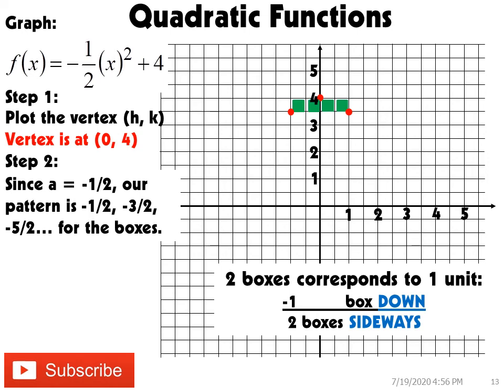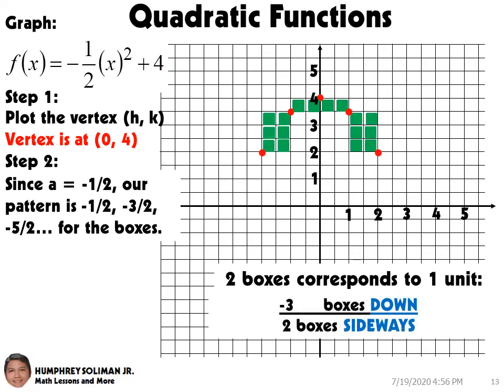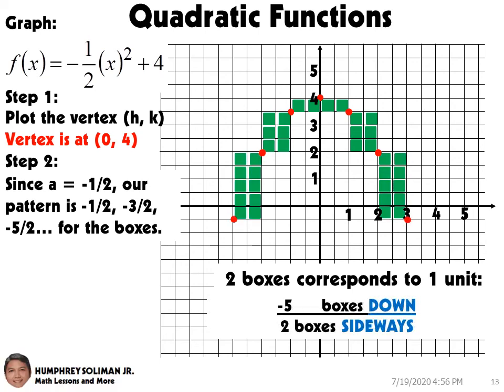So from the vertex, we'll draw 1 box going down and then 2 boxes going sideways. From the corner of those boxes, we will draw 3 boxes going down and 2 boxes going sideways. And from the corners of those boxes, we will now draw 5 boxes going down and 2 boxes going sideways.